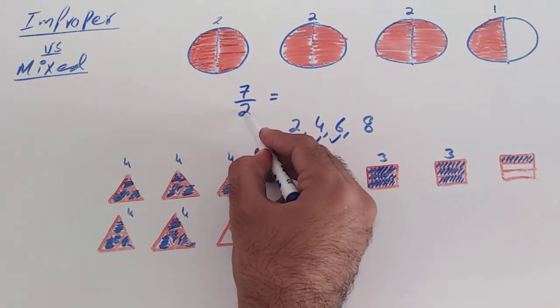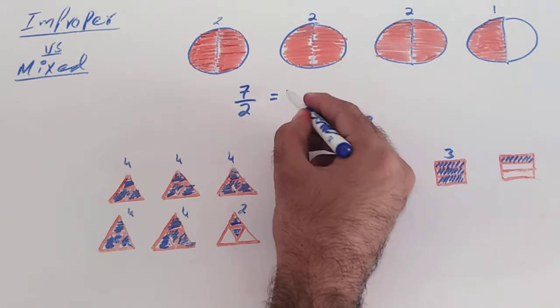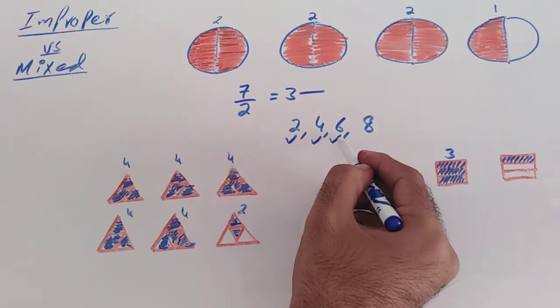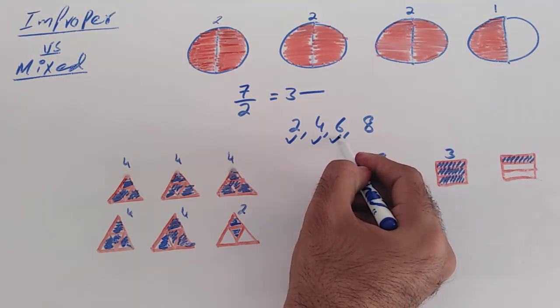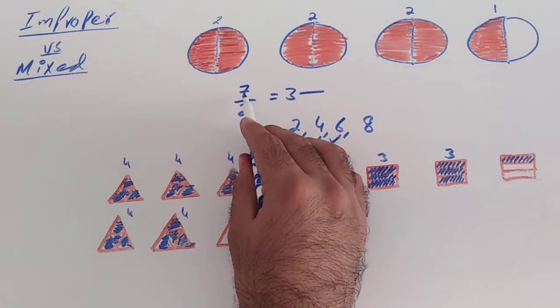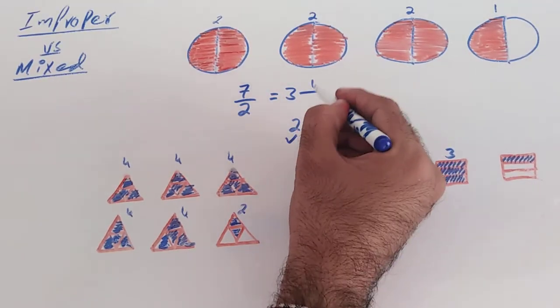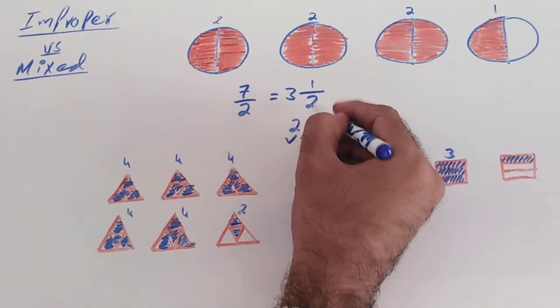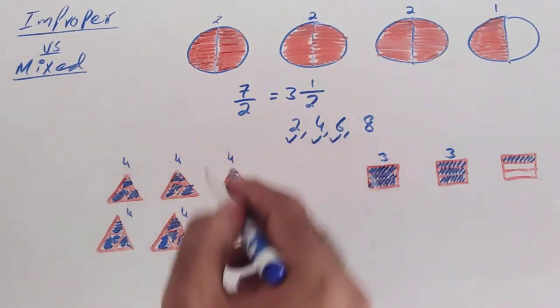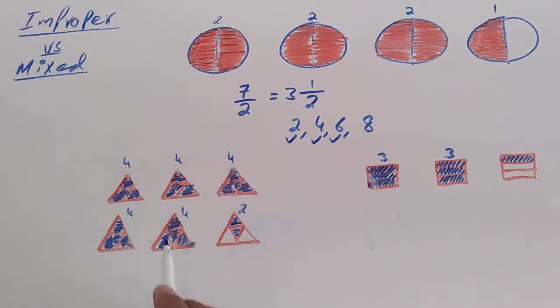So how many twos are inside of 7? It's basically 3 wholes. And see, we reached 6, and how many parts are left over to complete the missing thing? It's just 1 more part, because 6 and 1 more makes 7, so it's 3 and 1/2. Move on to this one.